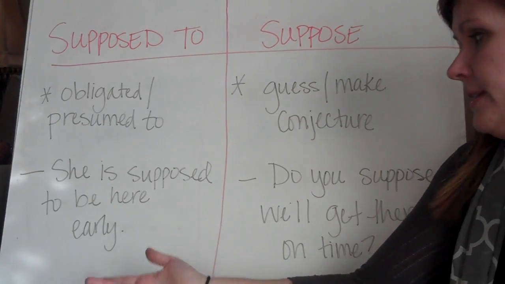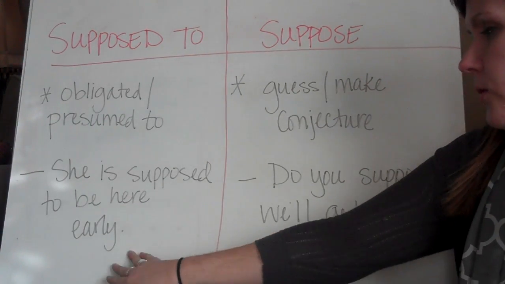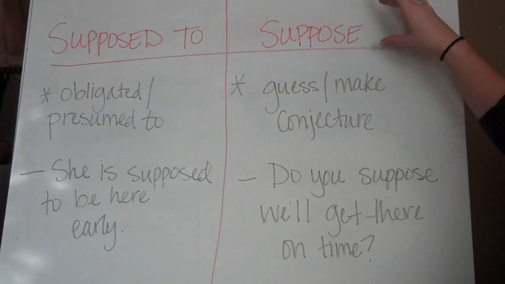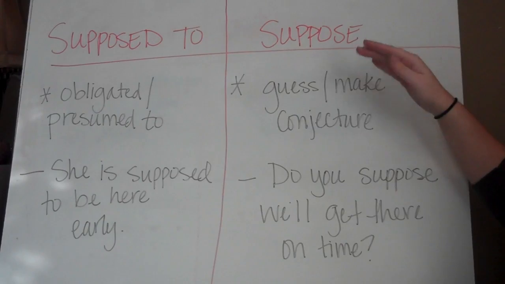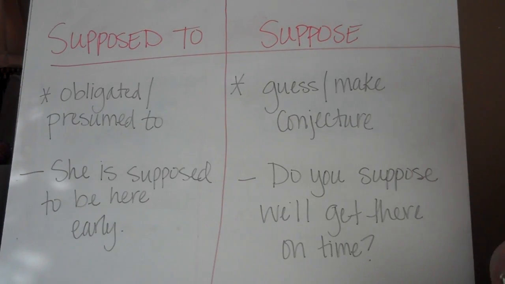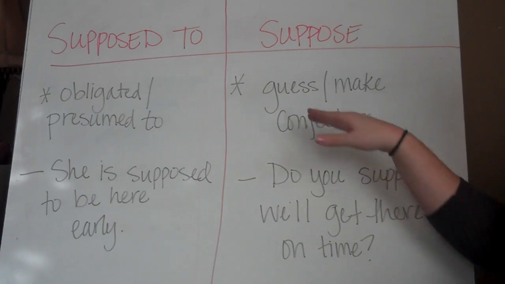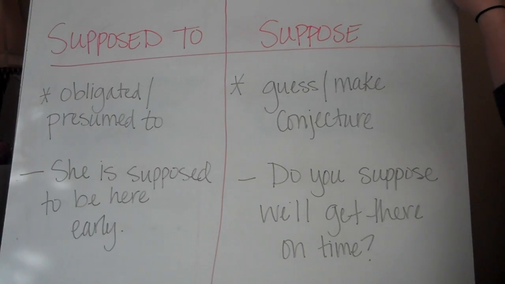So, for example, in a sentence, she is supposed to be here early. And you can replace that with obligated or presumed. So when we're saying suppose, that is actually making a guess or a conjecture. And so if you're using it in a sentence, you might say, do you suppose we'll get there on time? You could replace that with the word guess. You guess we'll get there on time.